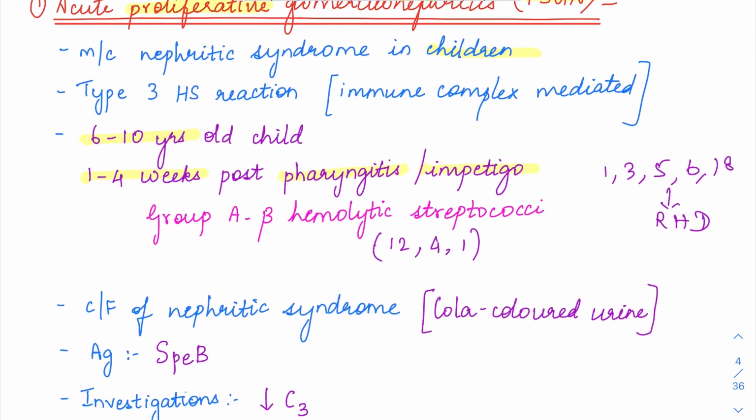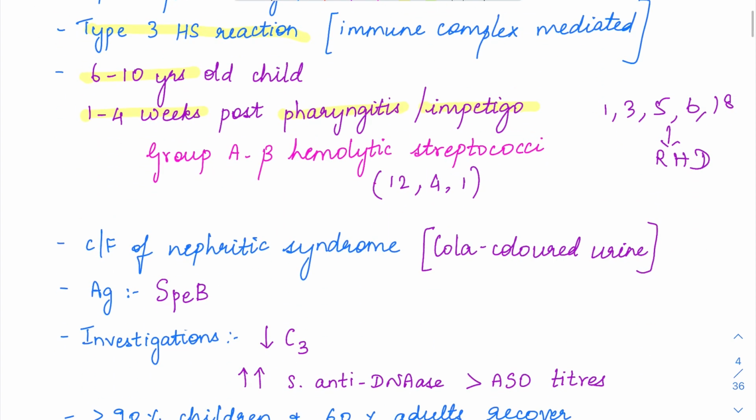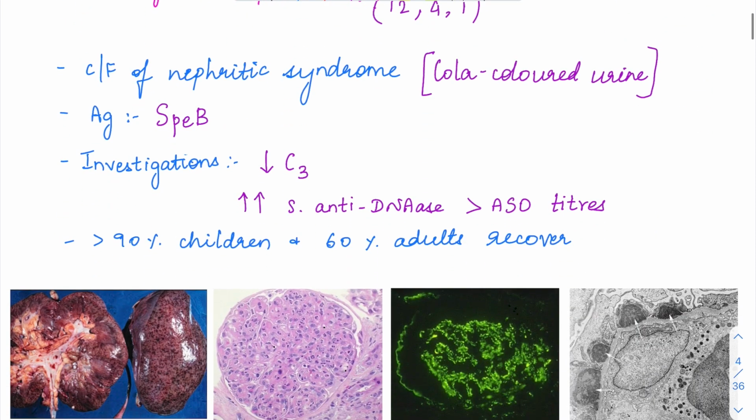Also, this is going to be an immune complex mediated disease. Whenever there is an immune complex mediated disease, it is a type 3 kind of hypersensitivity, right? So this PSGN is also an example of type 3 hypersensitivity. Clinically, all the features of nephritic syndrome will be present, and classically we call the hematuria in these patients cola colored urine, because after the RBCs are given out in the urine, they are lysed and acquire a brown color. So it looks like Coca-Cola, and that is why it is called cola colored urine.